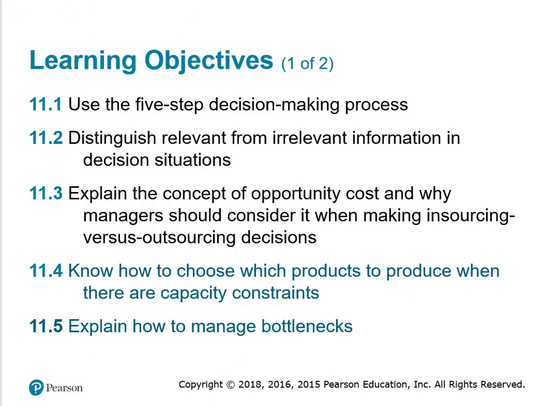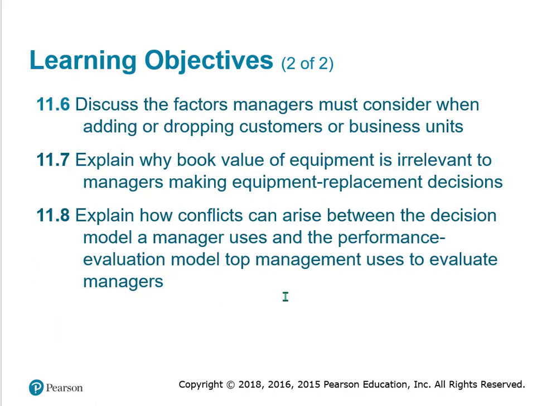Okay, so far, even though we've done 2 whole presentations, we haven't gotten through much of this, but this decision-making process, relevant from irrelevant information, is important. Make sure you understand that. This stuff is always on exams. The concept of opportunity cost, and now we're going to look at the capacity constraints, bottlenecks, adding or dropping customers. These are equipment replacement decisions, and then finally a little bit about conflict.